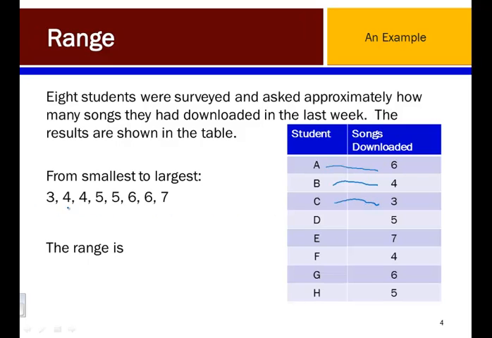In this list, I have listed the values from smallest to largest, with 3 being the smallest, followed by 4, 4, 5, 5, 6, 6, and 7. And the range of this set would be 7 minus 3, or 4. So the distance between the most number of songs that were downloaded and the least number of songs that were downloaded is 4.